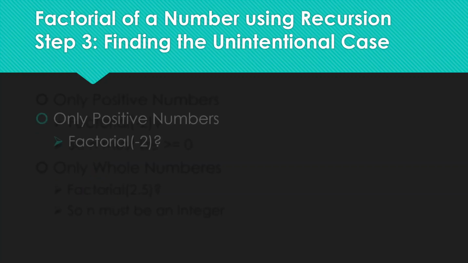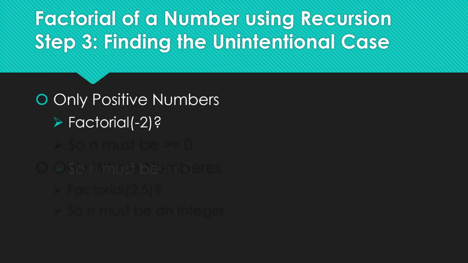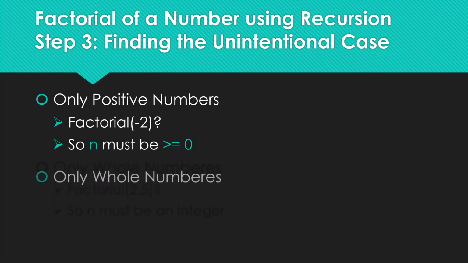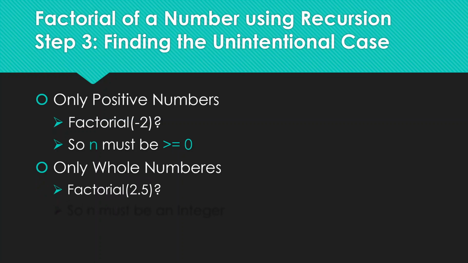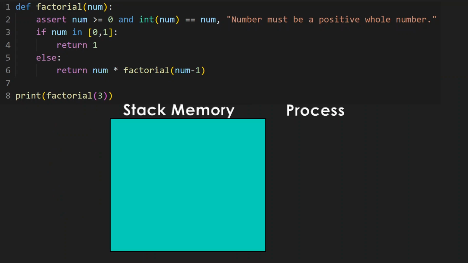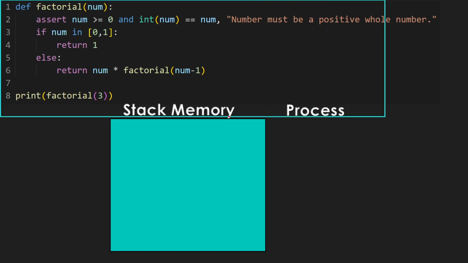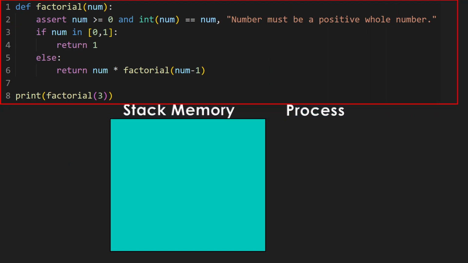And the last step is handling the unintentional cases. Remember, n must be a positive number, so it has to be greater than or equal to 0. Also, we can only have whole numbers. We cannot calculate factorials of decimal numbers, so we have to check and ensure that n is an integer. This is what we had just written, and this is exactly what we want to implement now using Python programming on Visual Studio Code.